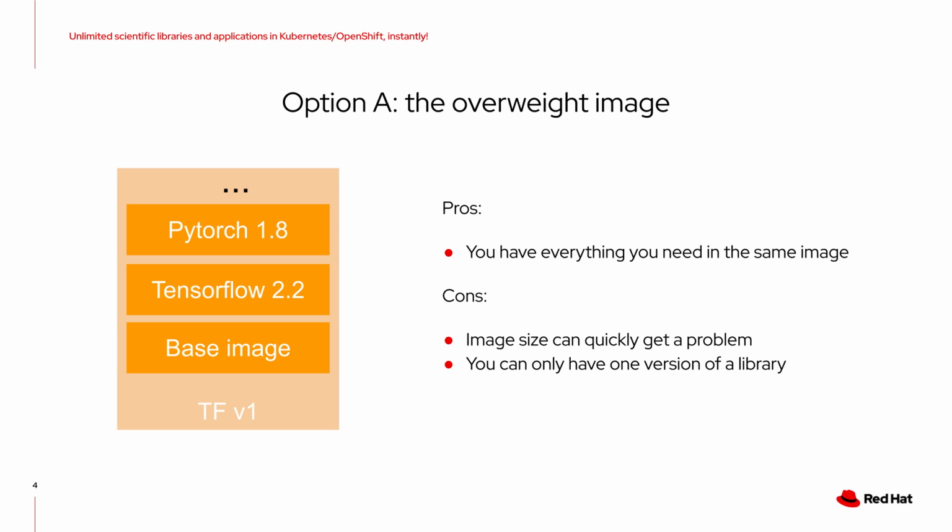A first one would be to create a new image with those missing libraries. Of course this works, you have everything you need. But then the image size can get really huge, making it almost impossible to work with. And you can only have one version of a specific library in an image, which may be a problem if different users ask for different versions.